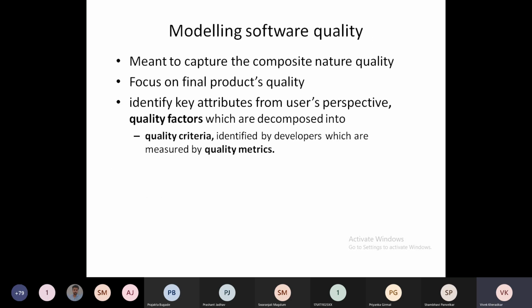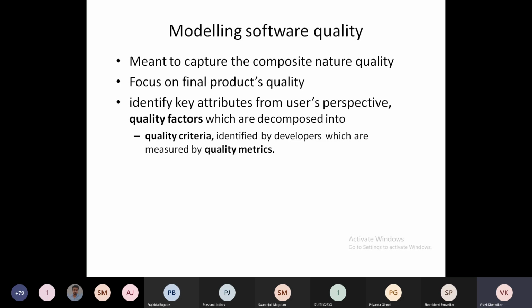While modeling, what approach do they use? Even for the fixed model and define your own model, they have used a fixed approach. As you know, we have to measure the external attribute, which is a composite of many attributes. So first you capture the composite nature of quality. Based on that, we first identify the key attributes from the user's perspective, which we call quality factors. That is the key component by which quality is measured from the user perspective.